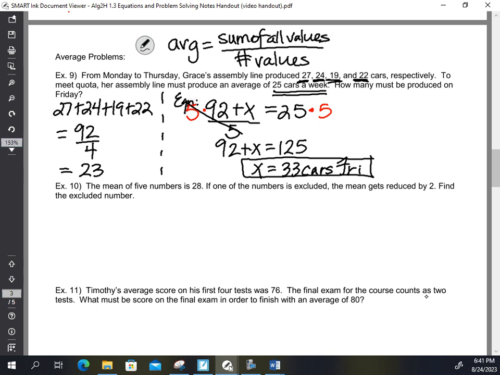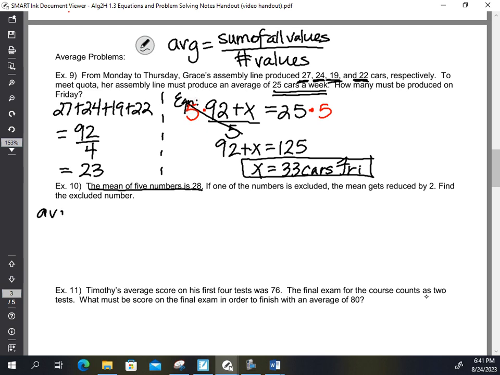All right, 10. The mean of 5 numbers is 28. If one of the numbers is excluded, the mean gets reduced by 2. Find the excluded number. So again, let's put this in context. The mean of 5 numbers is 28. Now, mean is another name for average. So the average of 5 numbers is 28. Do we know what those 5 numbers add up to? No, at least not yet. But we know that their average is 28.